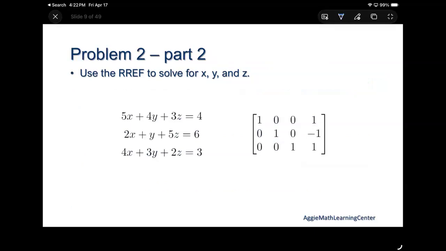z. So what this is saying is that z is equal to 1 in this case, where this and this are zero. Each column represents a variable. This column represents the x's, this column represents the y's, and this column represents the z's.